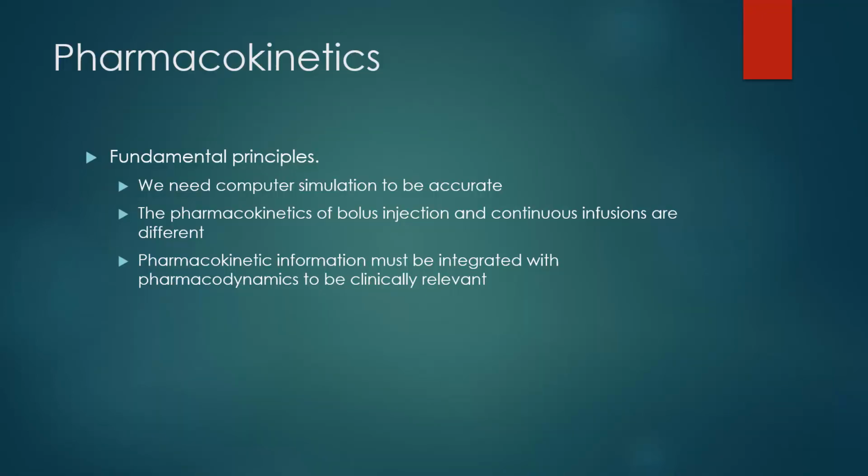Now, to apply opioid pharmacokinetic concepts to your clinical practice, we need to understand some fundamental principles. First, a table of pharmacokinetic parameters has limited clinical value, and we really need to use computer simulation to be accurate. Looking at the table, seeing that morphine is not highly protein bound and not very lipid soluble compared to fentanyl is helpful, but to be accurate, you really need to use the simulations.